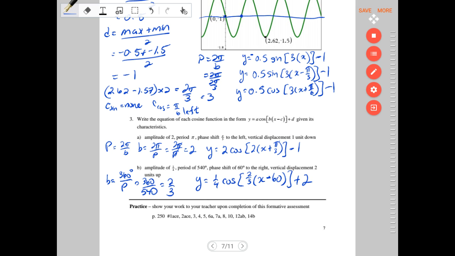Okay, good. Lots of practice there on page 250. Show your teacher when you're finished, and then you'll be ready to start on part 3.